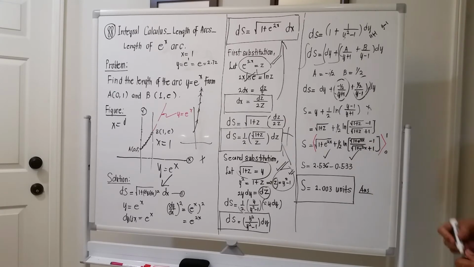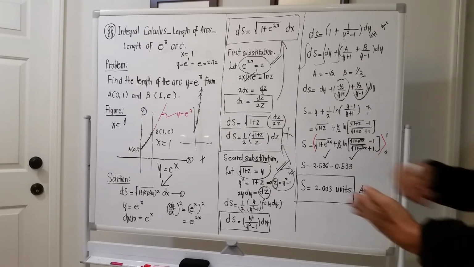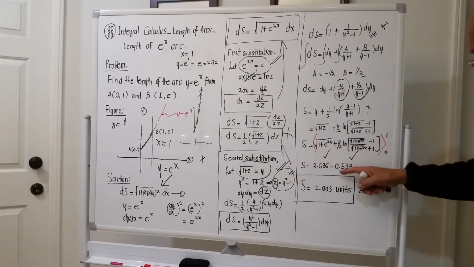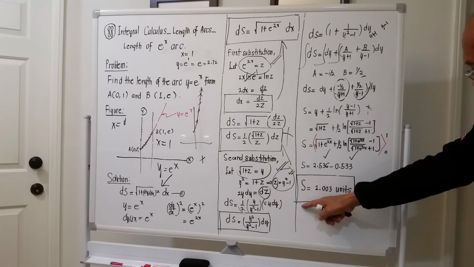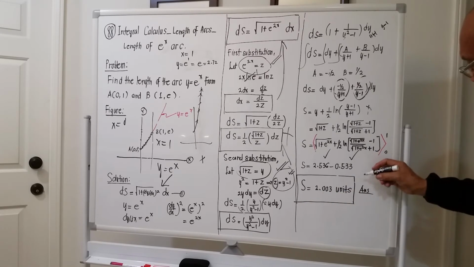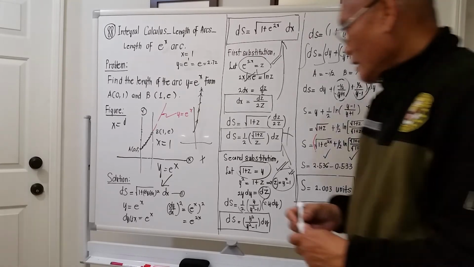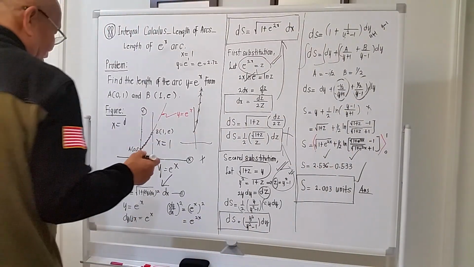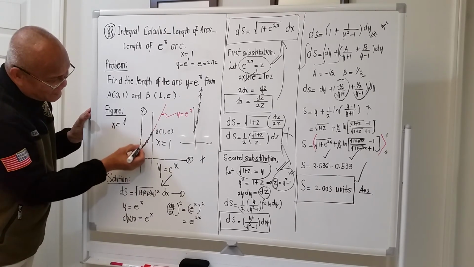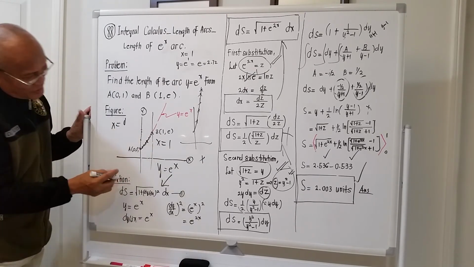On your rough draft. So S now will be 2.536 minus 0.533. S now will be 2.003 units. How does it seem? The total length is 2 units. Right? You can see it?